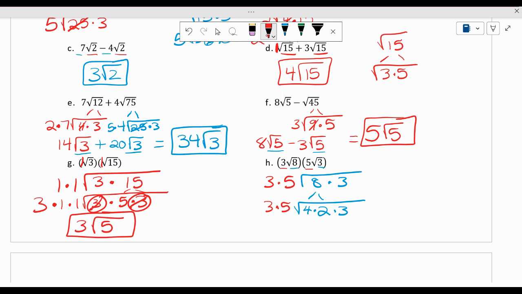Bring down the numbers that we had on the outside. Now you'll notice 4 is a perfect square. Square root of 4 is 2. 2 and 3, they are not perfect squares, do not match, so you multiply them back together to get a 6. And you multiply all the numbers on the outside. 2 times 3 is 6. 6 times 5 is 30. 30 radical 6.